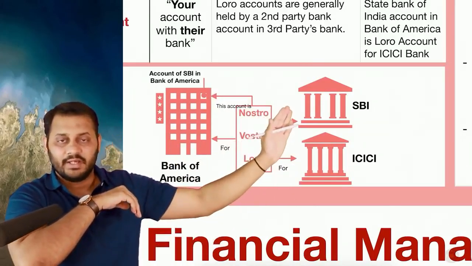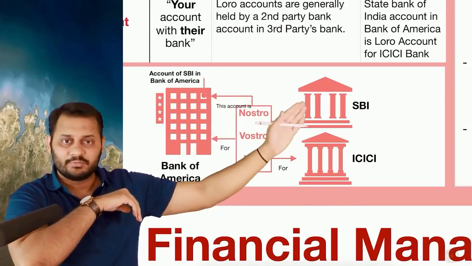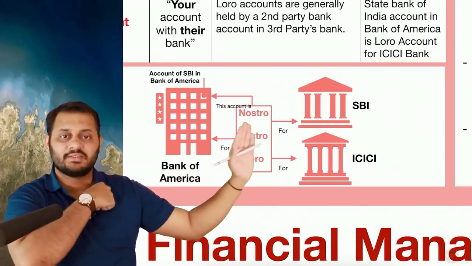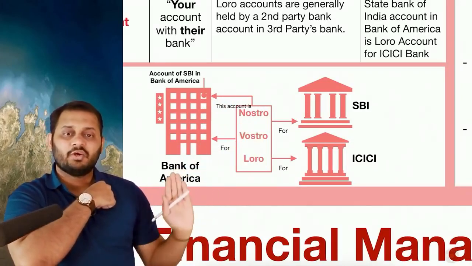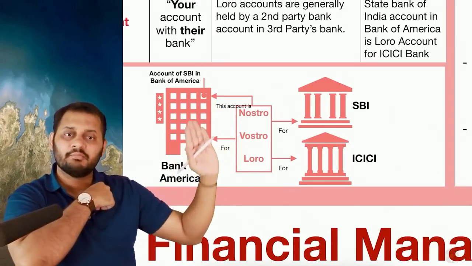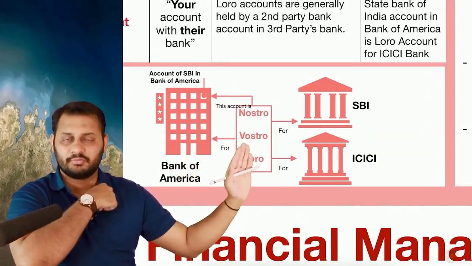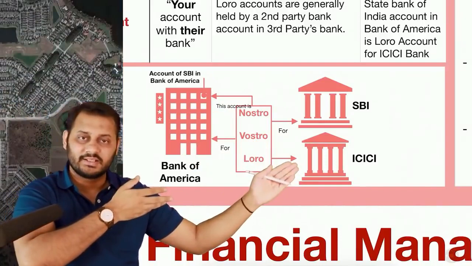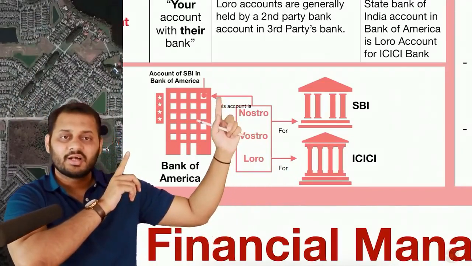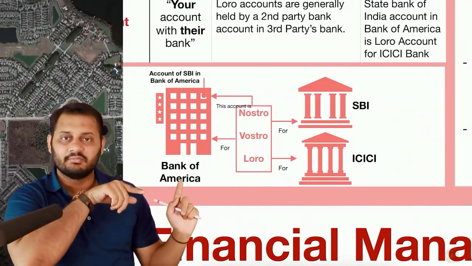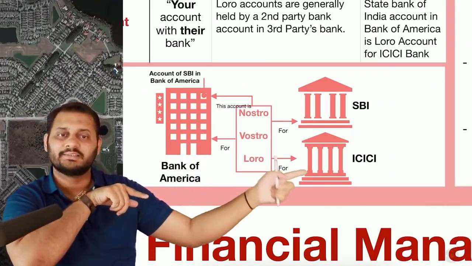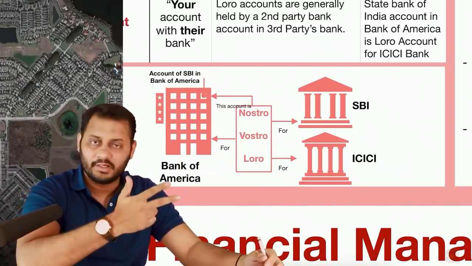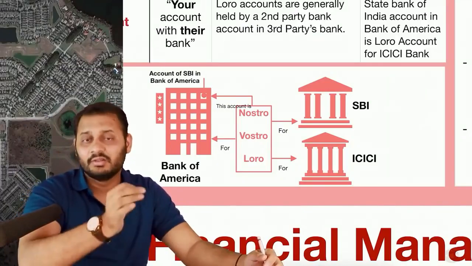So as for SBI, you can see this account is of SBI. So SBI will say this is my account in your bank. So that's why it's a nostro for me. Bank of America will say this is your account in my bank. It's a vostro for Bank of America. And for ICICI, the account is not of ICICI, the bank is also not ICICI. So ICICI will say this is your account, meaning SBI, in their bank, meaning Bank of America. So it's a loro for ICICI. Same account can be nostro, vostro and loro. It depends upon the party from whose angle you are dealing with this.